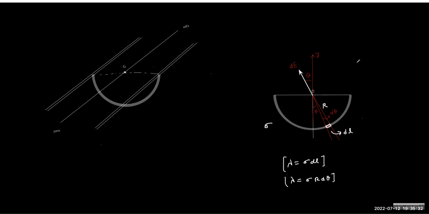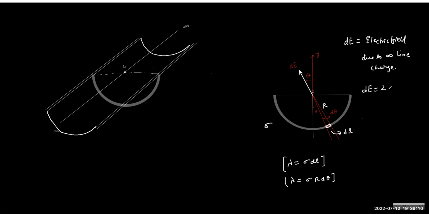So what is the value of dE now? Here dE is representing the electric field due to an infinite line charge, correct? Here dE is not due to a point charge. It is not a point charge, it's an infinite line charge. Do you realize this? Yes. So this dE we can write with the formula 2k lambda by r. That's simple.